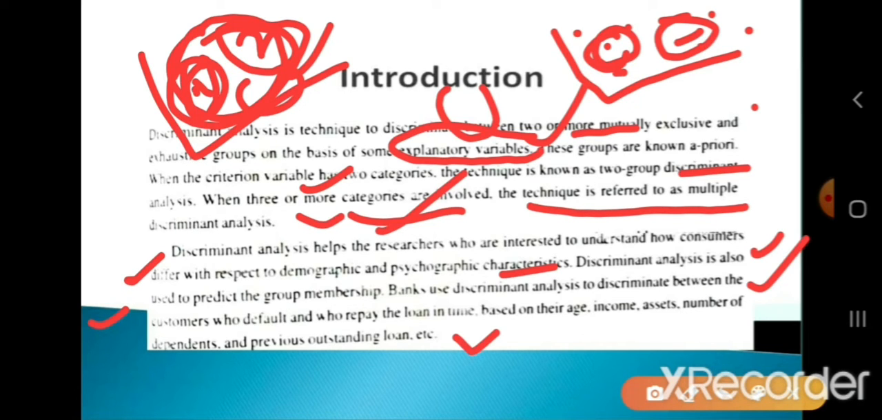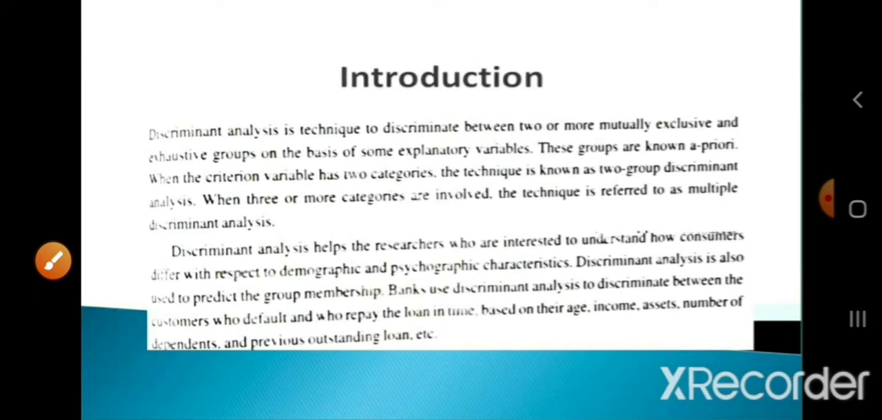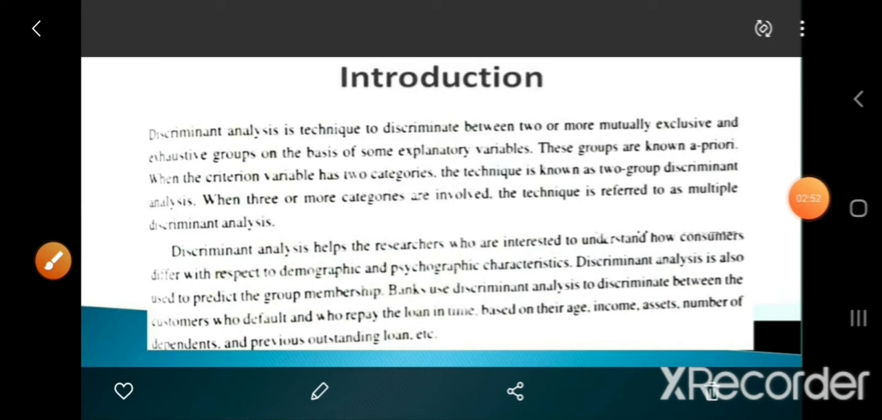Okay, the predictor variables may be age, income, assets, number of dependents, and previous understanding of loans, etc. These are some of the explanatory or predictive variables the bank may consider. On the basis of these variables, the bank will discriminate between various customers, who are the defaulters and who will be paying the loans on time. Here we have taken two categories, but in discriminant analysis we can take more than two groups also.